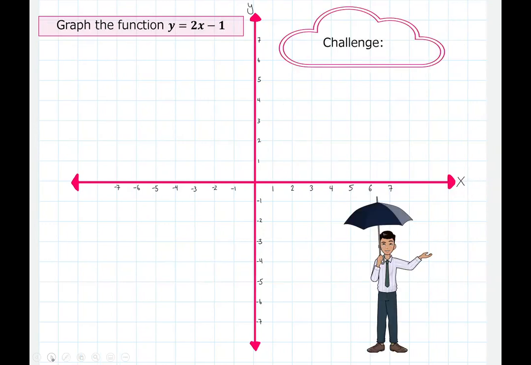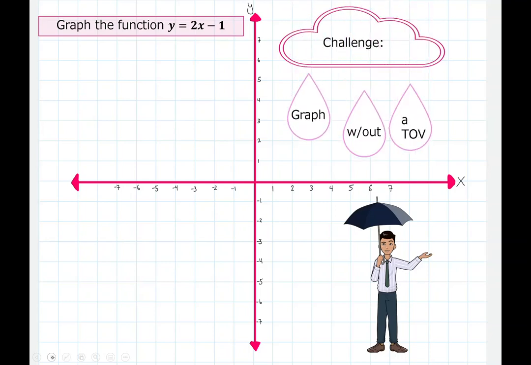So at this point, get your pencils out, write this down in your pages. It says graph the function y is equal to 2x minus 1. For those who are beginners, try to do this with the process that we had just done in the video, setting up a table of values and graphing. However, if you're ready for a challenge, try to graph this without a table of values. Good luck, everybody.